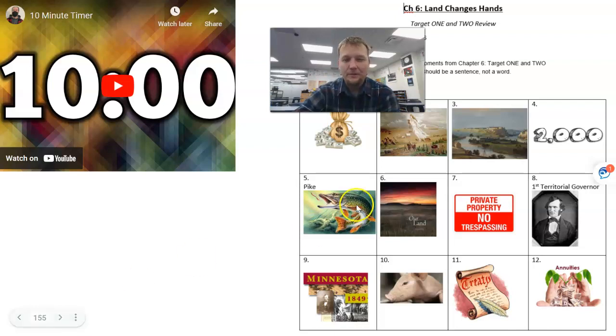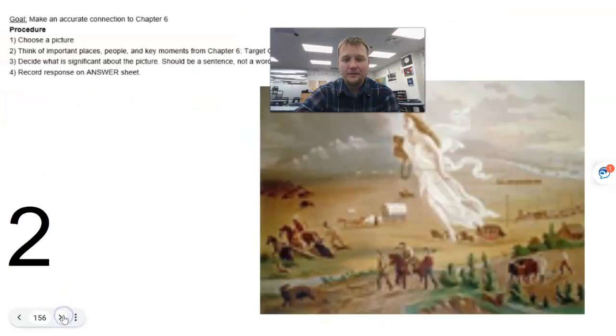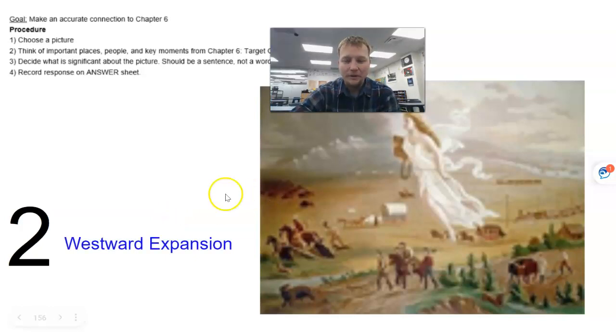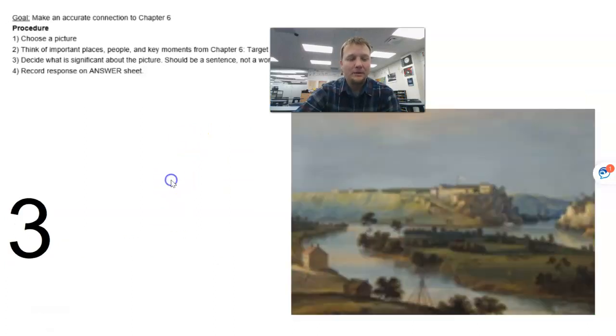So here we go. The second box we're going to look at here is the one with the westward expansion, the angel that's moving across. So you have the idea of westward expansion. If your answer said anything about westward expansion or settlers moving west or Native Americans being kicked off their land, that would be an appropriate answer.